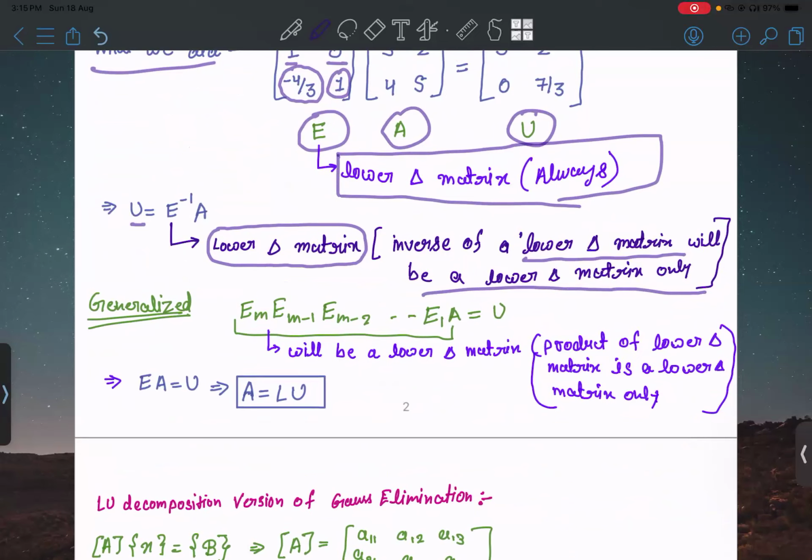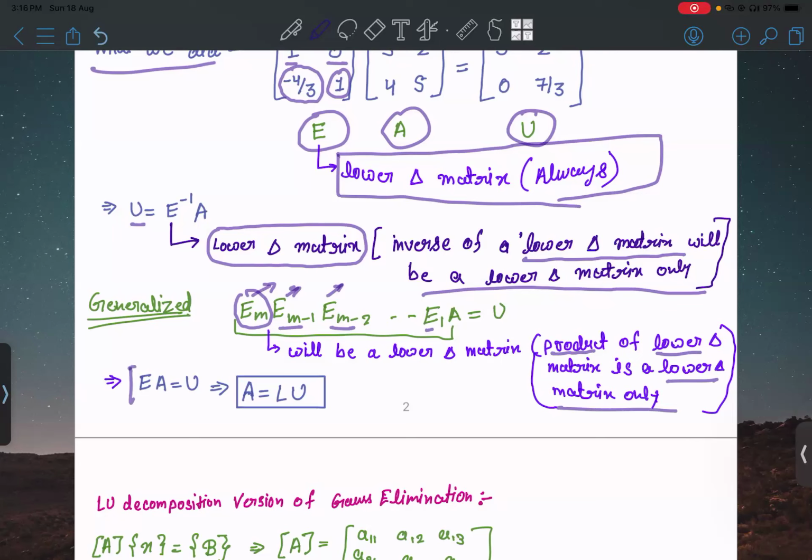Then for every pivot, I will get an elementary matrix. By multiplying these elementary matrices, I will get lower triangular matrices. This is also a lower triangular matrix. This is also a lower triangular matrix. This is also a lower triangular matrix. So overall, the product will also be a lower triangular matrix, since the product of lower triangular matrices will always be a lower triangular matrix.